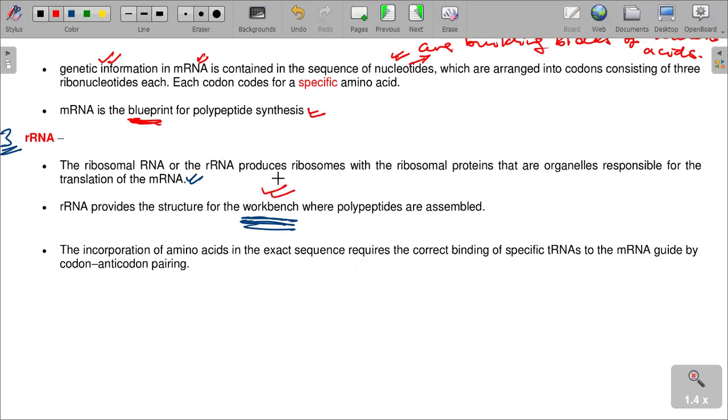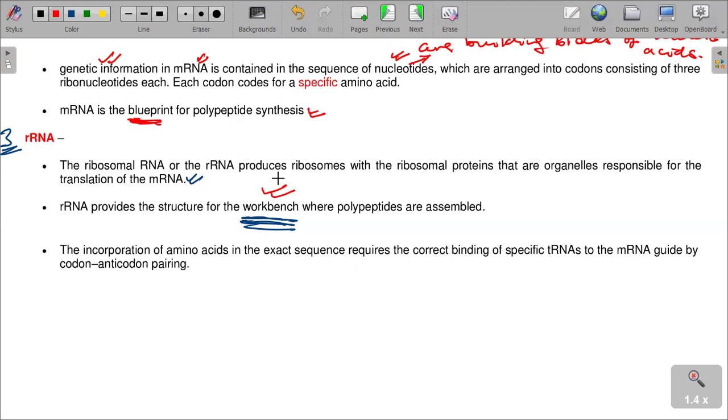So in terms of this, the chain that is produced after the codons have passed through the ribosome is worked on because of the ribosomal RNA, which assembles the polypeptide chain or bonds.